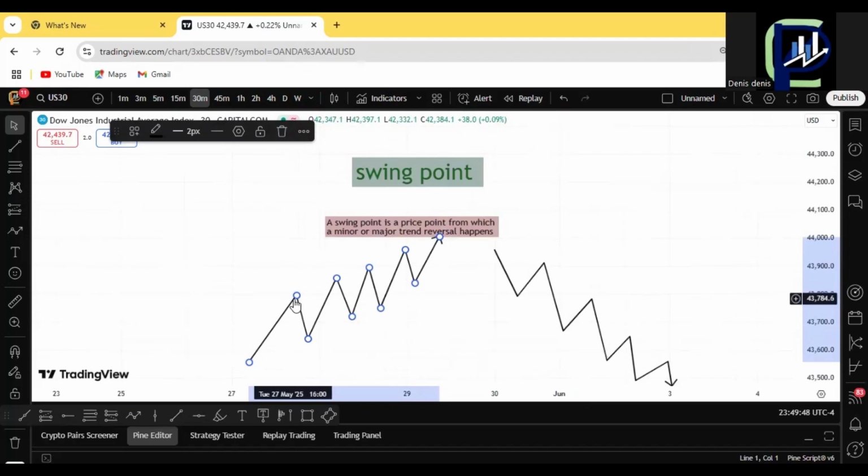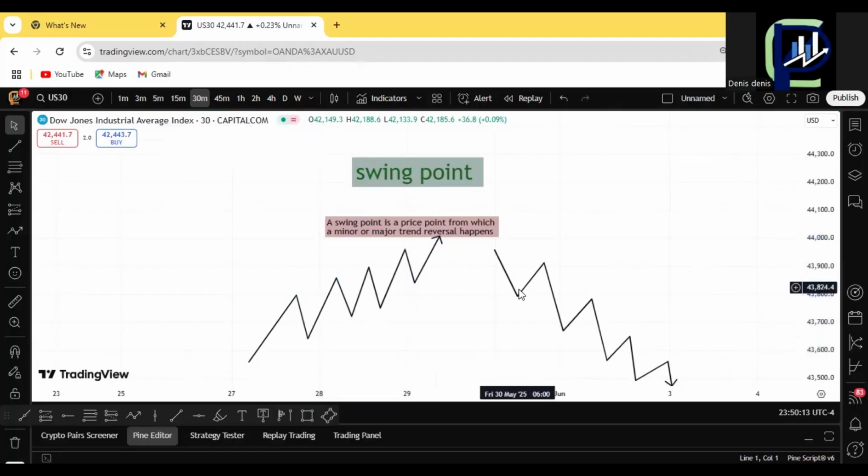So if I put this, this is now going to become my swing point. This is going to be a swing point. Just make it that simple. As long as you see the market changing from where it was going and reversing or turning the direction, that is a swing point.